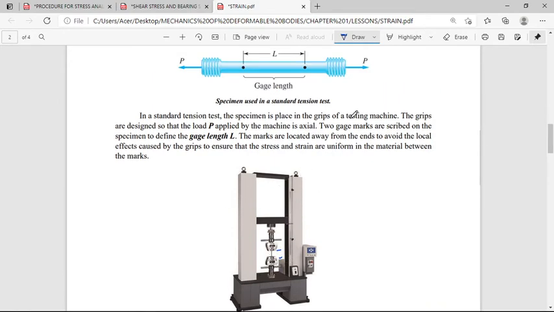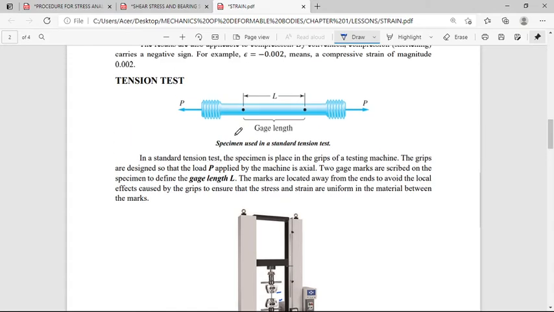So, tension test. Ang tetest mo dito ay tension, obviously. So, meron tayong 2 gauge marks, ayan, inscribed on the specimen. O, nasan yung gauge marks na yun? So, ito yan, in order to define the gauge length. So, halimbawa, dito ka naglagay ng gauge mark. Ayan. So, ito daw yung gauge length mo. Gauge length of unit L.